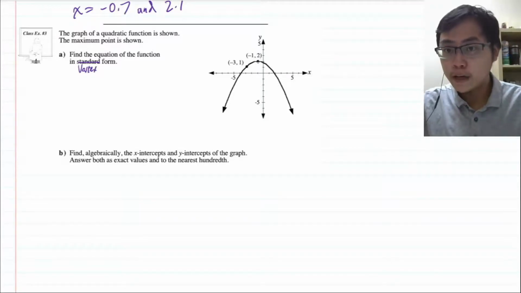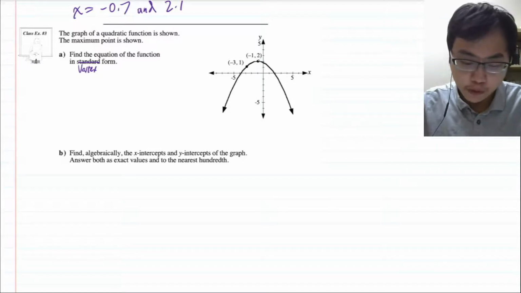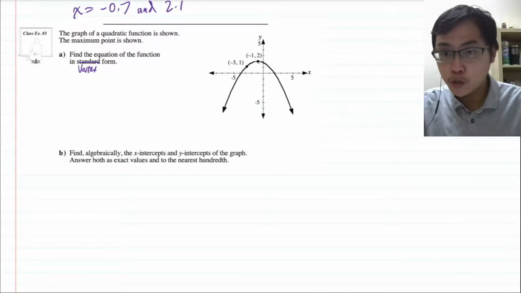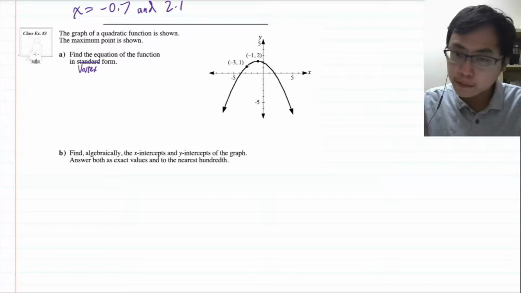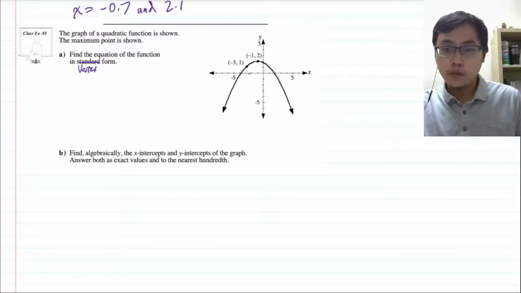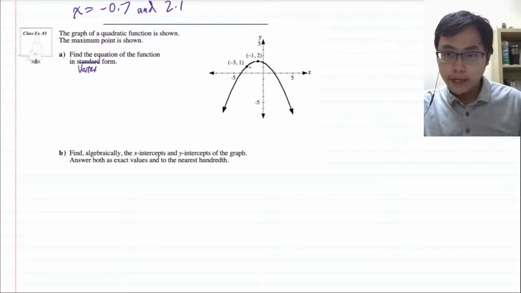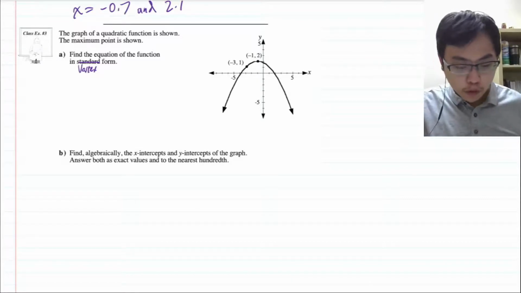And again, that already gives us a lot of information. We can already put in P and Q in here. And then it gives us a second point again. So we can just substitute X and Y into X and Y to find A. Okay, so let's go ahead and do that.